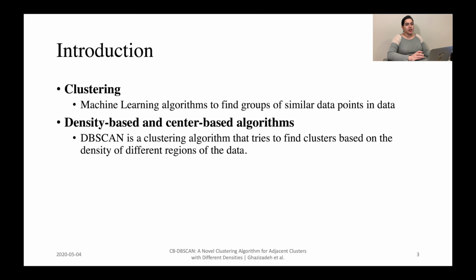Why is clustering such an important task in computer science? There is a lot of data that is unlabeled, and labeling is often very hard and needs a lot of expertise. Therefore, in most cases, we end up with a lot of data that is unlabeled, and clustering is the solution for that. With clustering, we can find groups of data that are similar, and then we can find the characteristics of these groups. There are two main types of clustering algorithms, density-based and center-based algorithms. DBSCAN is one of the most famous clustering algorithms, and it is a density-based algorithm. It tries to find clusters based on the dense regions in the data space.